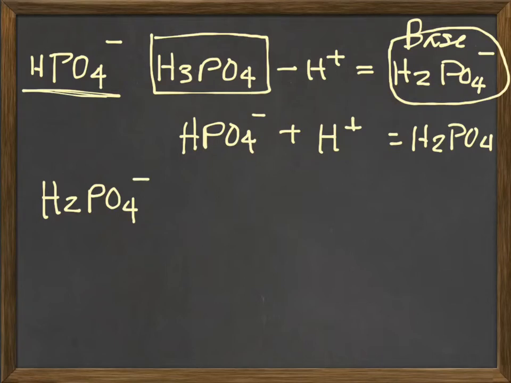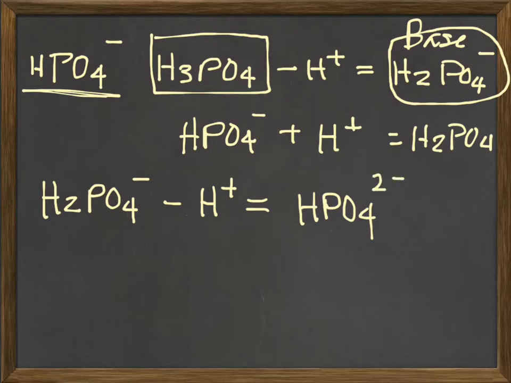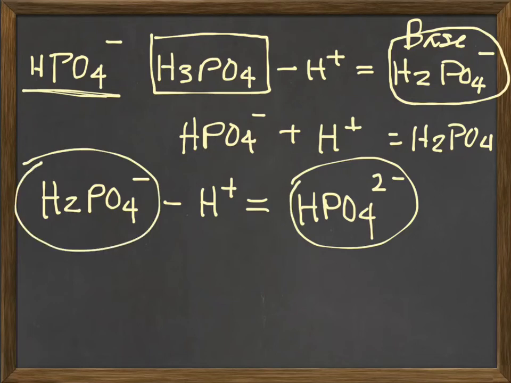What's the conjugate base of that? Take away a hydrogen ion. So subtract the hydrogen ion. And then we're going to get HPO4. And now the charge is going to be 1 less. It was 1 minus, now it's 2 minus. So HPO4 2 minus and H2PO4 1 minus are a conjugate acid-base pair.